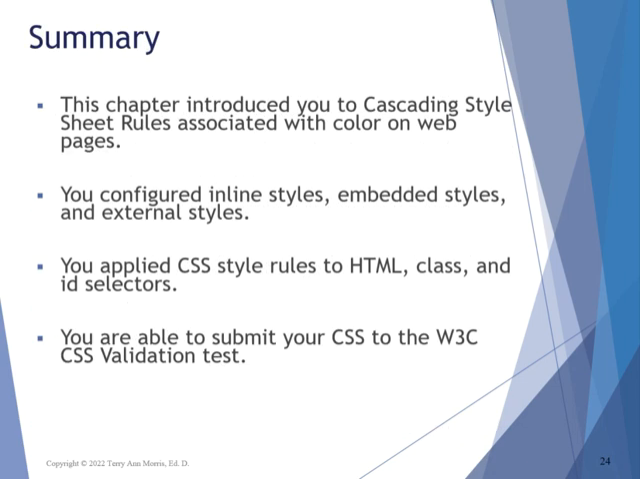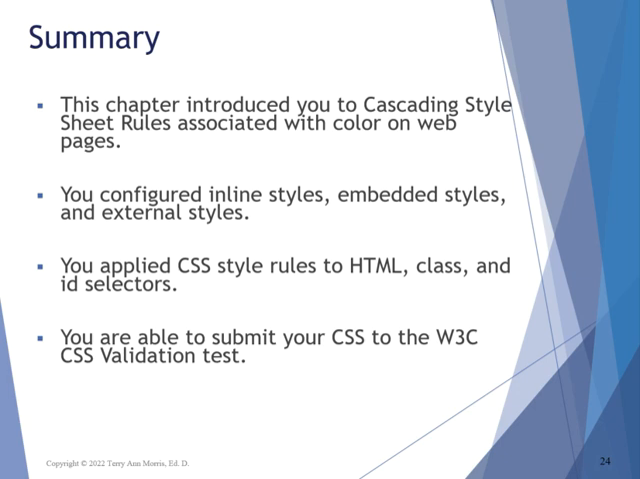Chapter 4 Summary. In this 4th chapter, we explained cascading style sheets basics, taken from our main topic, Basics of Web Design. This chapter introduced you to cascading style sheet rules associated with color on web pages. You configured inline styles, embedded styles, and external styles. You applied CSS style rules to HTML, class, and ID selectors. And finally, how you will be able to submit your CSS to the W3C CSS validation test.